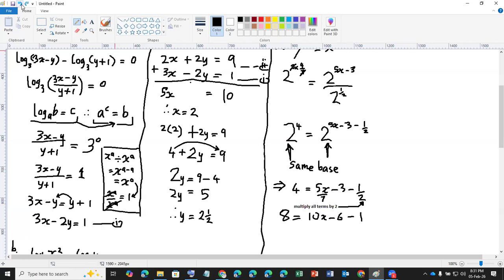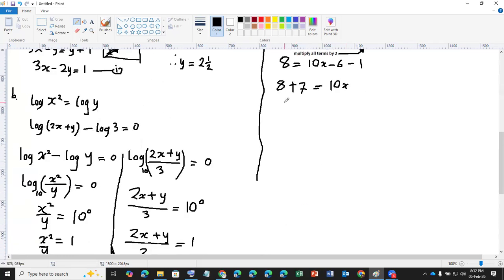So let me go back to our original question. You now know what to do, right? Collect like terms. Minus 6 minus 1 is minus 7. Move minus 7 to the left hand side to meet the 8. It will become 8 plus 7. 8 plus 7 equals what? 15. So I have 15 is equal to 10x.